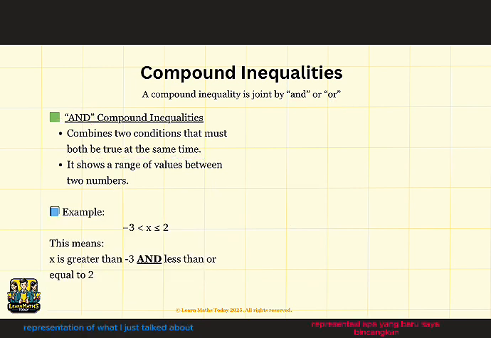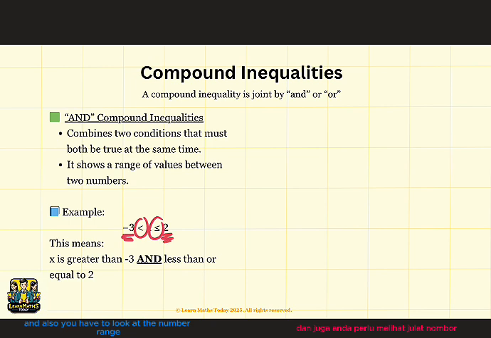So here is a neater representation of what I just talked about. First, when you talk about "and", you have to look at the signs and also you have to look at the number range.